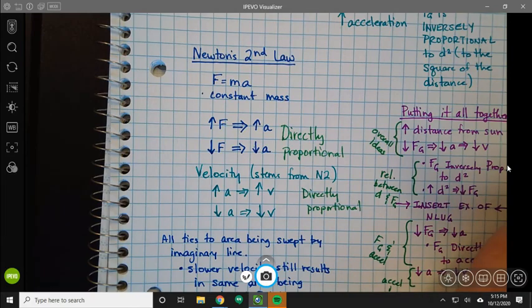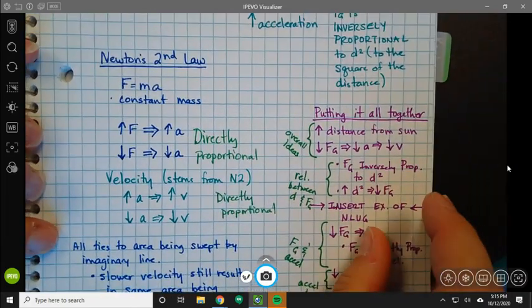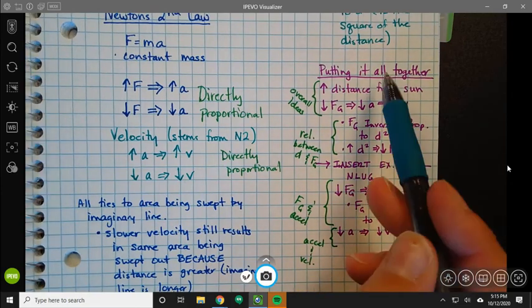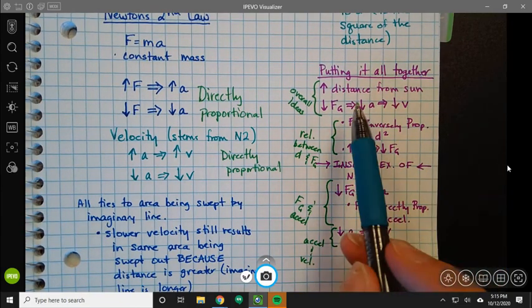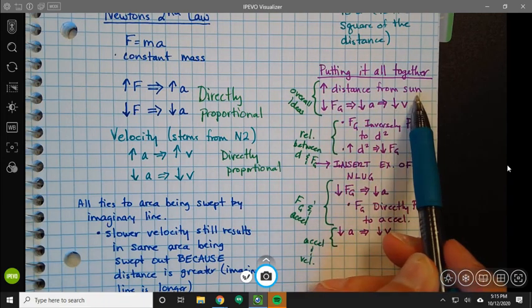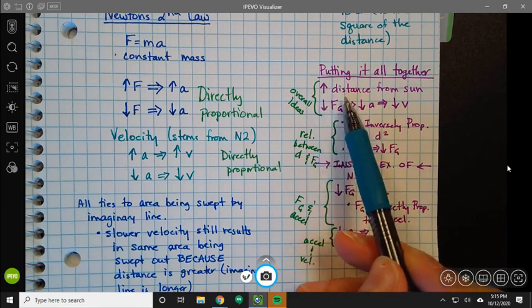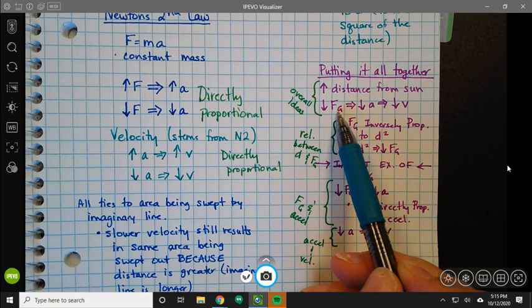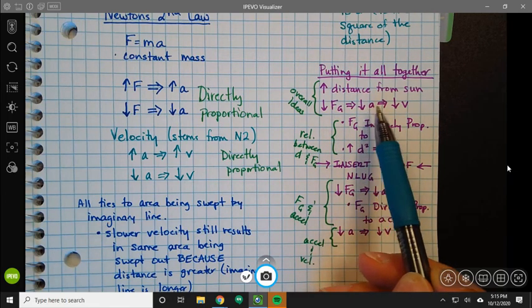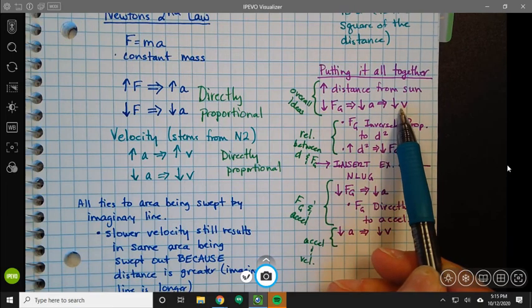Okay? So what do we do with this? How can we put all of this together? Well, that's what I've got over here on the side for you. So the basic overall idea is here. There's an increased distance from the sun, and that's going to give you a decreased force of gravity, which is going to give you a decrease in acceleration, which is going to give you a decrease in velocity.